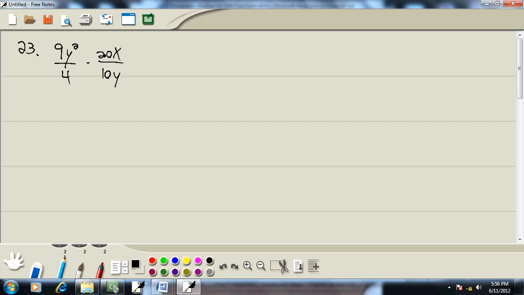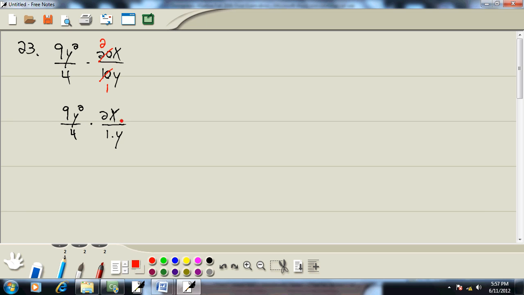Basically, when you're multiplying fractions together, if we think about numbers first, then we'll get to the x's and y's. If you can divide a number on the top and a number on the bottom by the same number, do so. Like right away, I see I got 10 and 20. They're both divisible by 10. So 10 divided by 10 is 1. 20 divided by 10 is 2. So we got 9y squared over 4 times 2x over 1y, or just y. Well, let me put 1y just to really emphasize it.